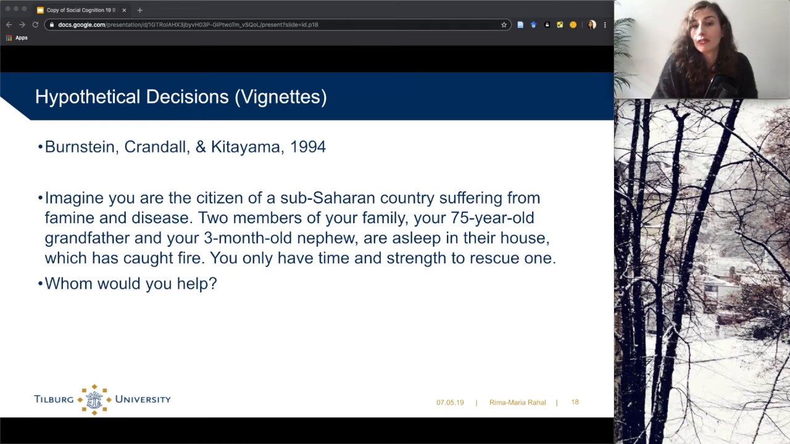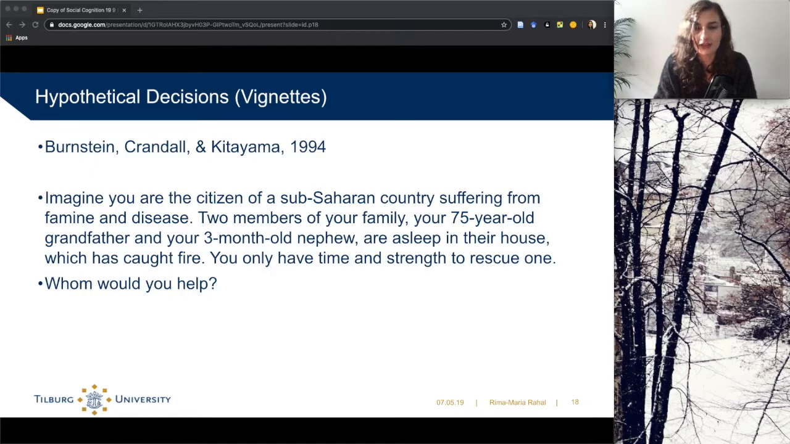And I have another example. This one is for prosociality. It goes like this. So imagine you are the citizen of a sub-Saharan country suffering from famine and disease. 2 members of your family, your 75-year-old grandfather and your 3-month-old nephew, are asleep in their house, which has caught fire. You only have time and strength to rescue 1. Whom would you help?